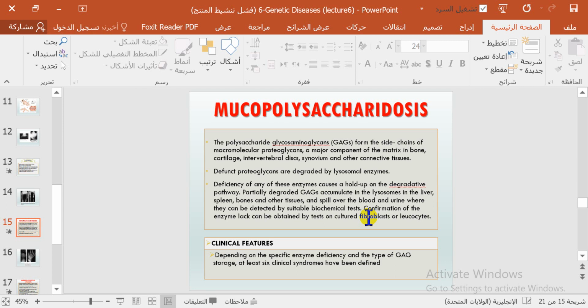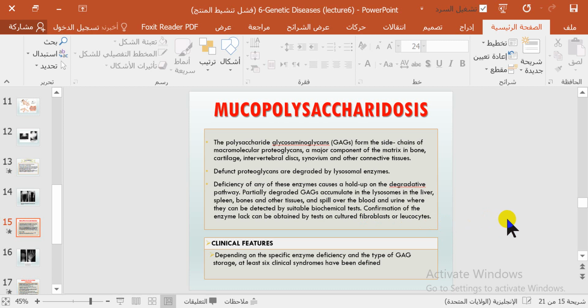So, deficiency of any of these enzymes, which are responsible for degradation of the glycosaminoglycan, leads to accumulation of these materials, held up in the degradation pathway. The glycosaminoglycans accumulate in the lysosomes and the reticuloendothelial system, in the liver, in the spleen, in the bone, and other tissues, and spill over into the blood and urine where they can be detected by suitable biochemical tests.